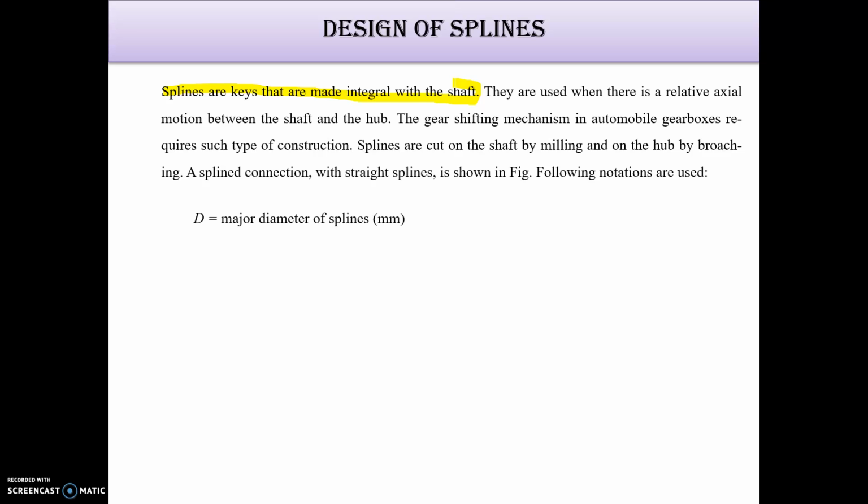Now, what is this spline shaft? I will show you. Splines are cut on the shaft by milling and on the hub by broaching. A spline connection with straight splines, and there are different types of spline we are going to see. This is a spline. You can see this is a shaft, and a gear type of structure is made on it. The difference between the gear and the spline shaft is its length. The spline shaft length is more, and the gear length is less.